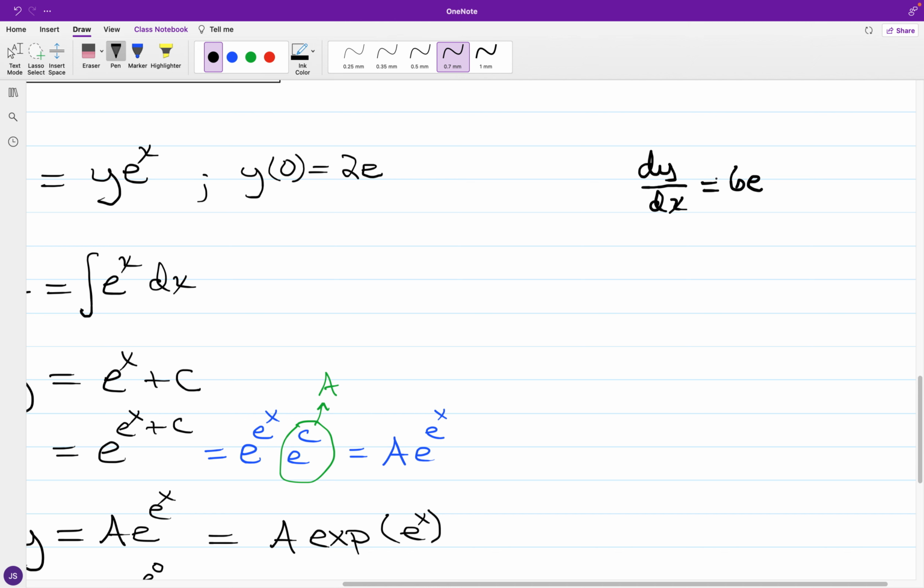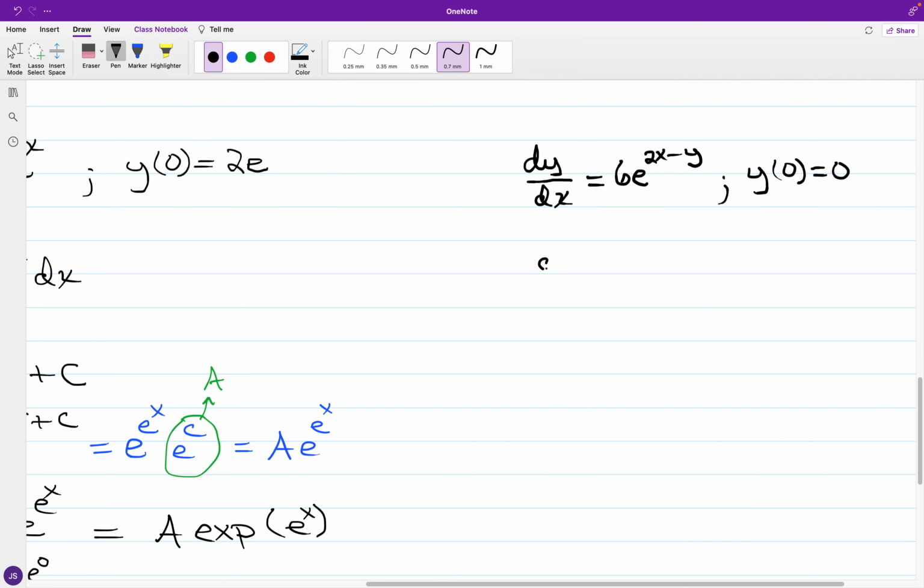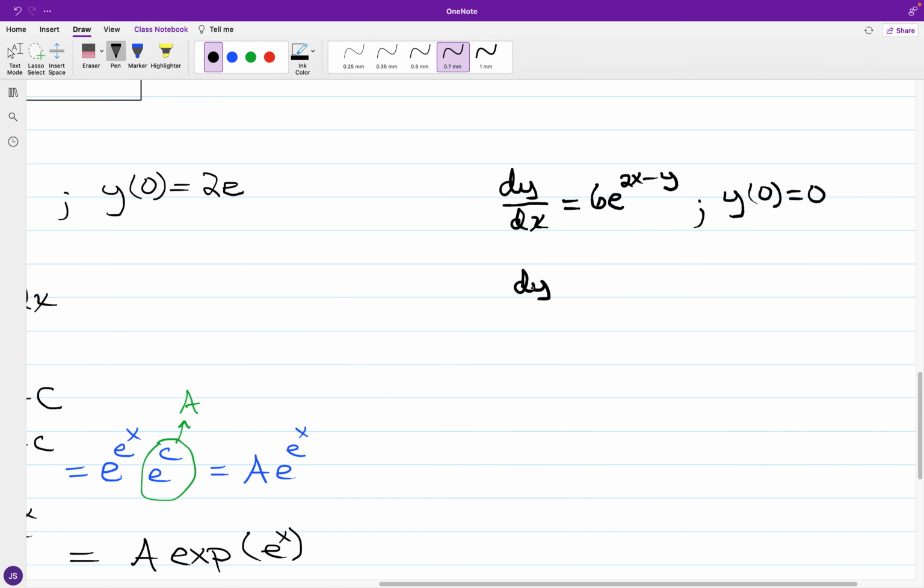Now for 27 we have dy over dx is equal to 6 times e raised to the 2x minus y degree. And for the initial condition laid out, we have that y(0) is equal to 0, and I can set things up along the lines of separating the variables.